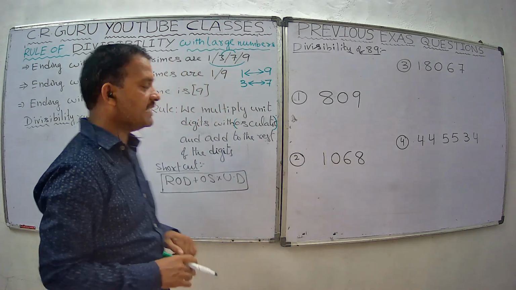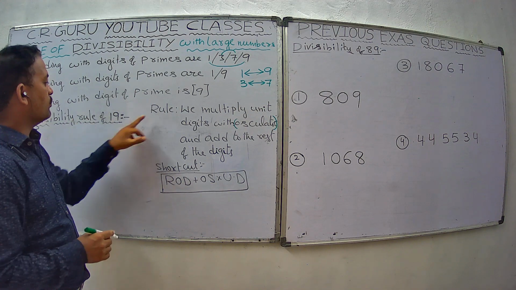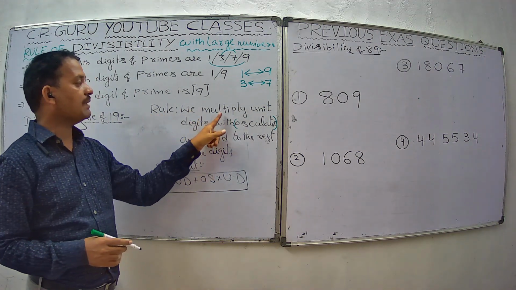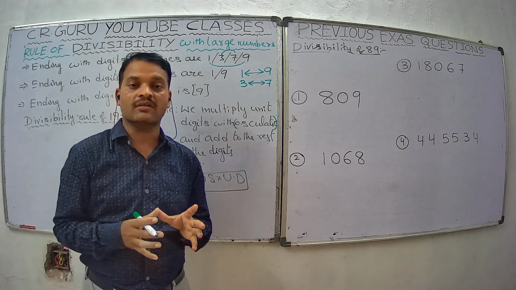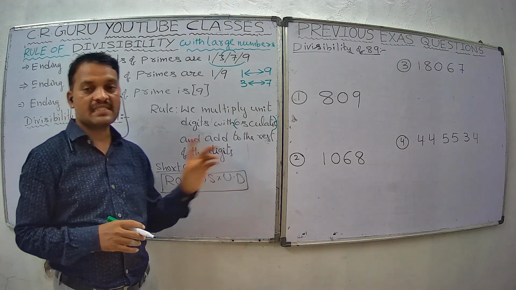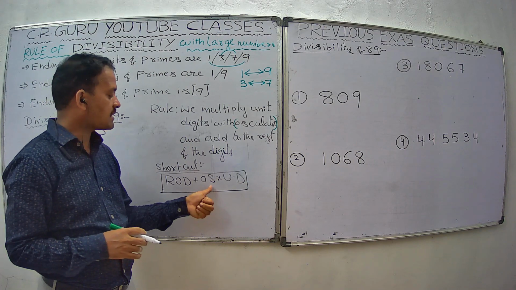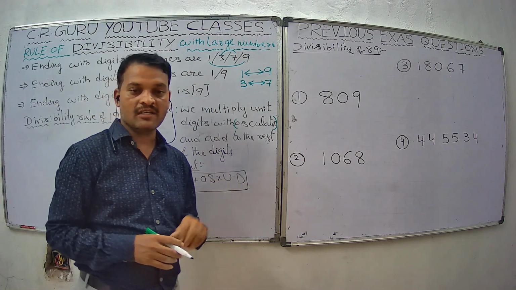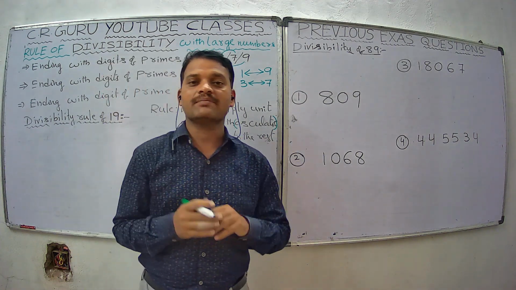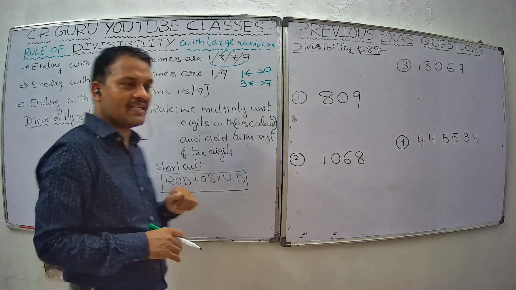For the divisibility rule of 19, the rule is: multiply the unit digit with the oscillator and add it to the rest of the digits. That is, rest of the digits (ROD) plus oscillator times unit digit. You know the rest of the digits and the unit digit very well, but what is meant by oscillator? It is very simple, my dear friends.